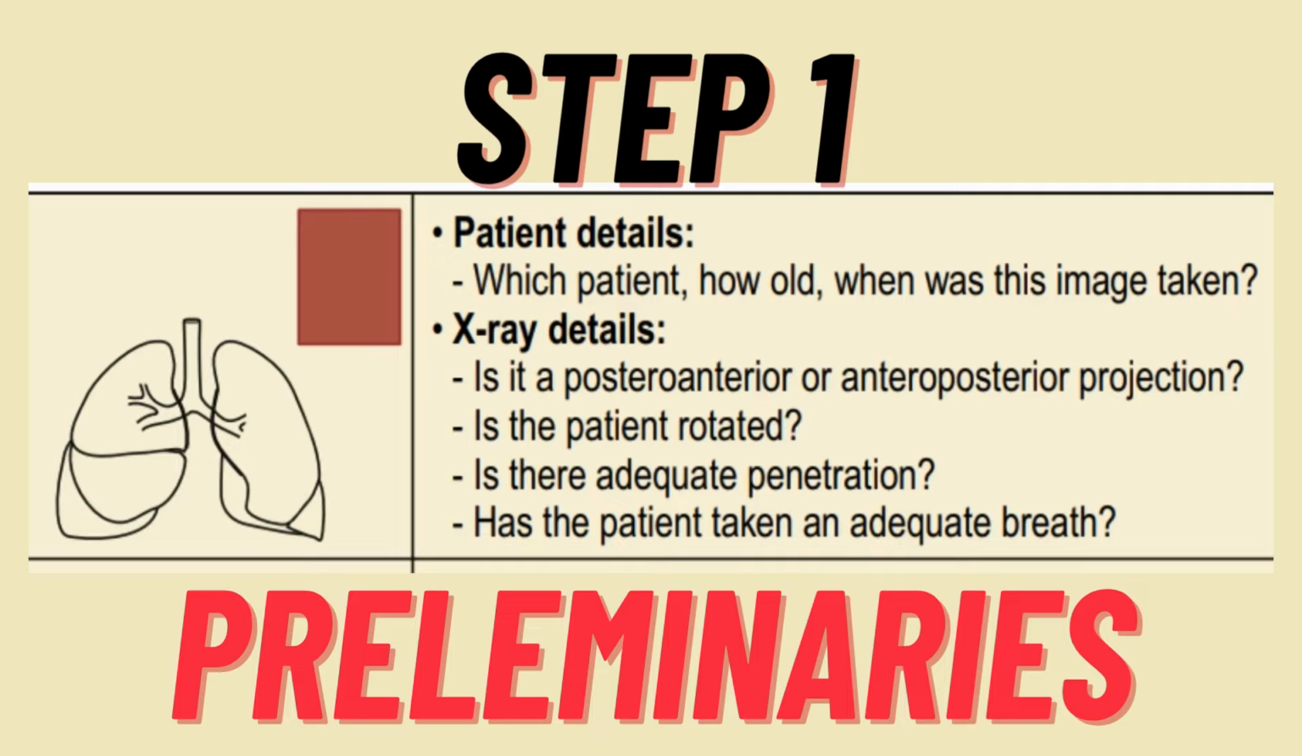So we have to look at this data first. And also we have to look at the detail of the X-ray, that is, is it a posterior anterior or anterior posterior projection, is the patient rotated or not, is there adequate penetration, or has the patient taken an adequate breath. So these preliminaries data we have to look for first. This is the step number 1.